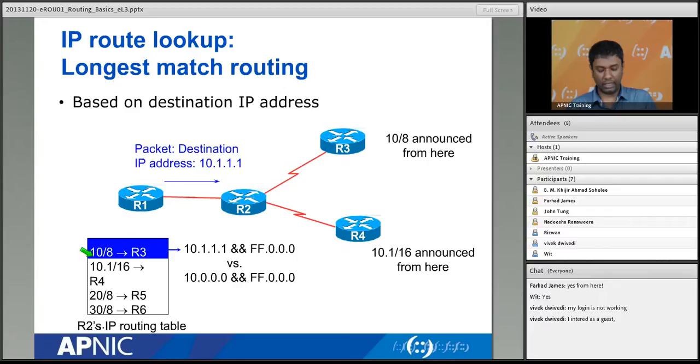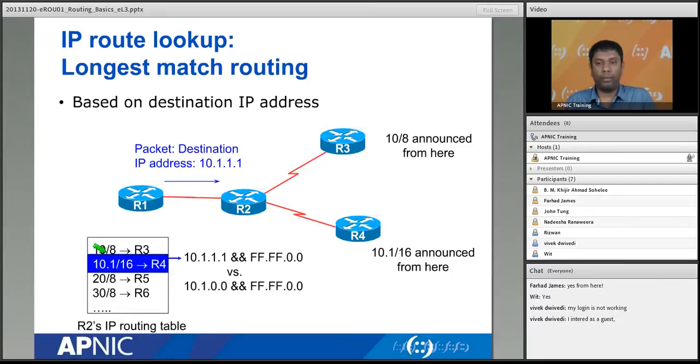Then again, it will check the next prefix, which is 10.1/16. So again, it will do the same operation, an AND operation with the subnet mask. In this case, the subnet mask is /16, right? So it will do another AND operation with the destination IP address and the /16 subnet mask. And what is the AND result? The AND result is the same, right? So there is again a match. So now we have two matches: one for /8 and the other for /16.